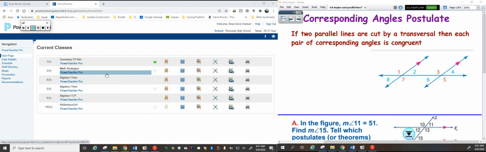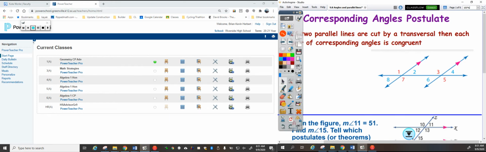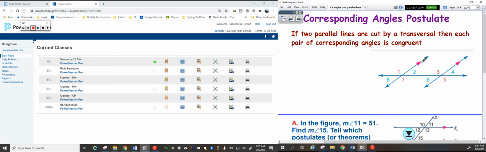All right, so we're kind of going into parallel lines at this point right here. We know two lines are parallel if you see these little triangles like this on these lines. And again, kind of going back to a couple of things here real quick.